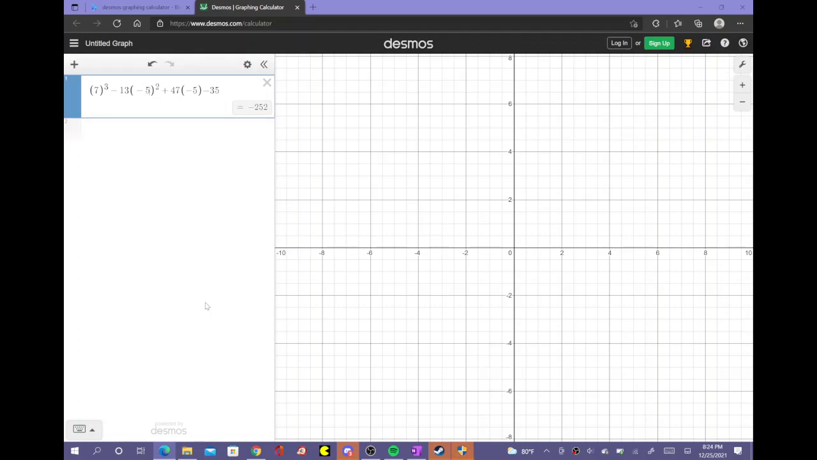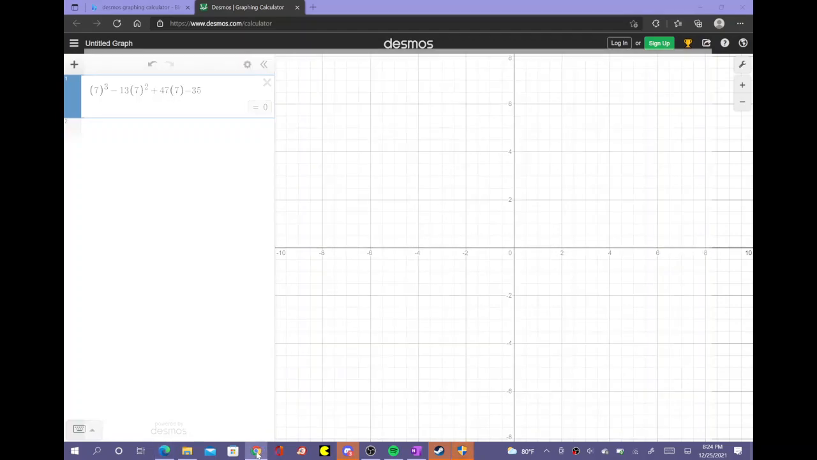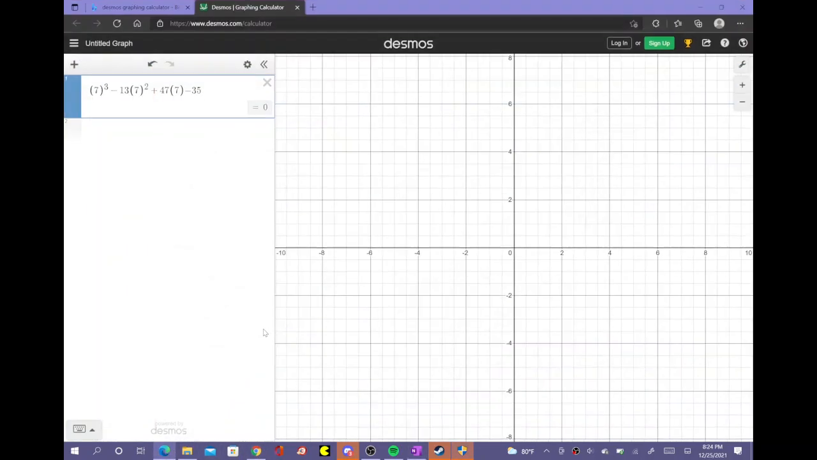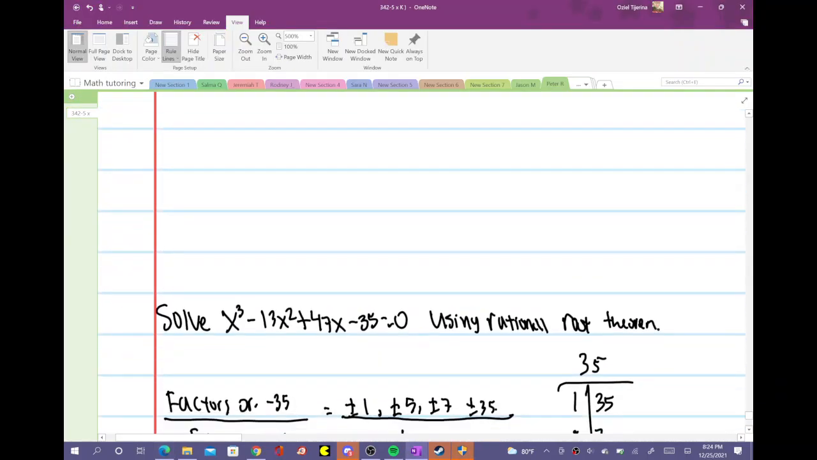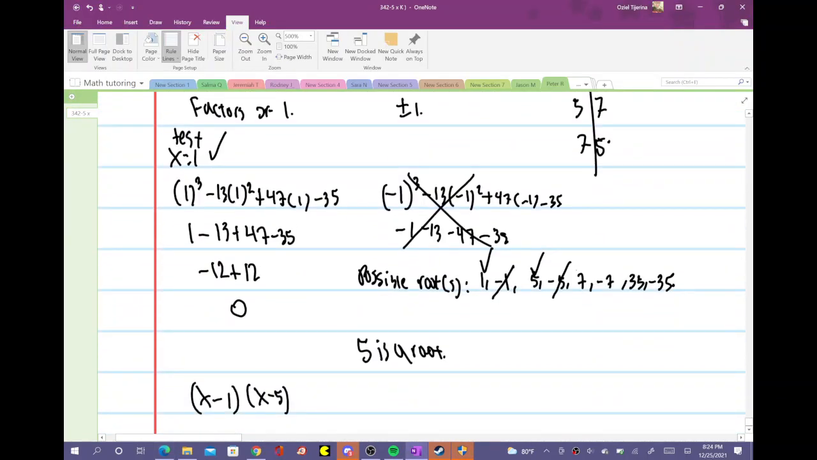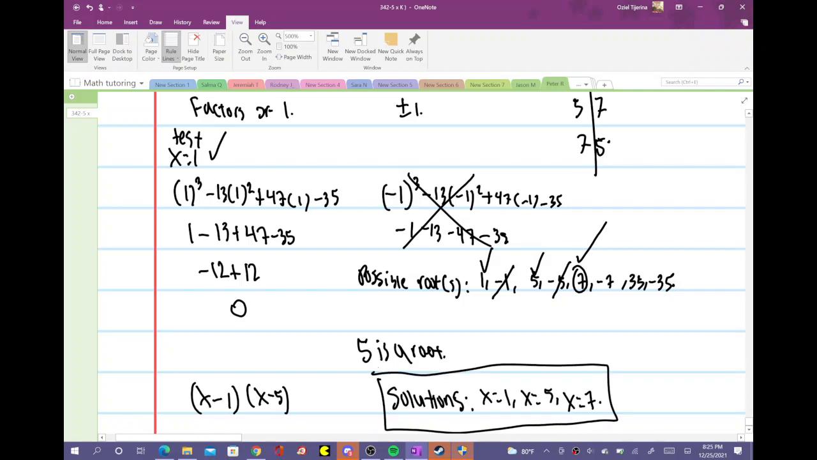So 7 does work, right? And we need 3 answers because it's x cubed, so we need 3 answers, and 7 does work. So it also works. So the solutions for this polynomial equation are x equals 1, x equals 5, and x equals 7. So these are the solutions to the polynomial equation.